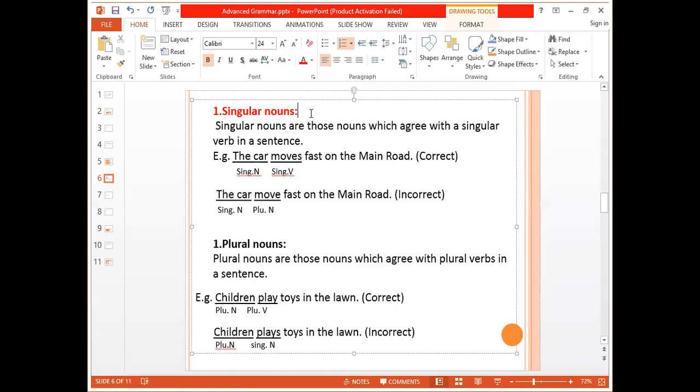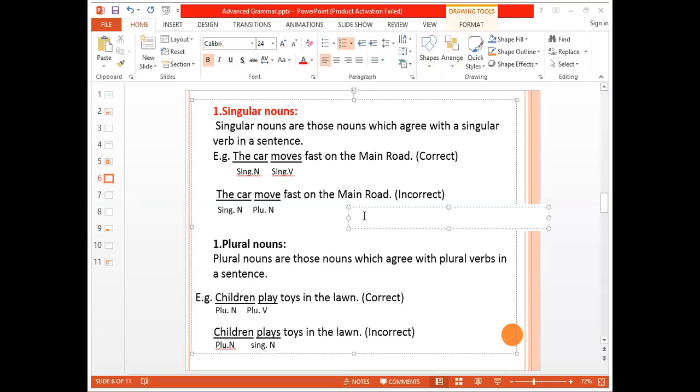But try to understand singular nouns. So what are singular nouns? Singular nouns are those nouns that take singular words. Like if you have a subject, a singular noun, let me clarify through more examples, then you can understand it in a better way.